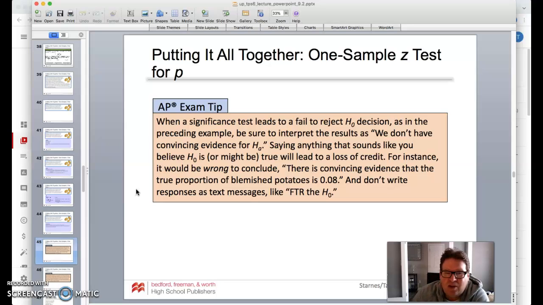So don't write it out. We're not doing text message stuff. Fail to reject. Don't do FTR. I know what you're saying, but that's not going to grade well.